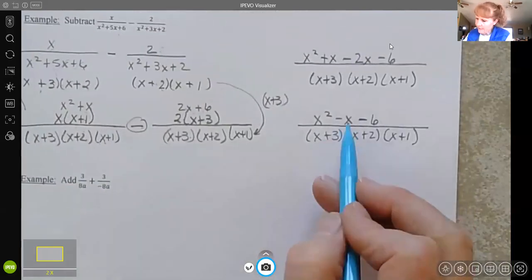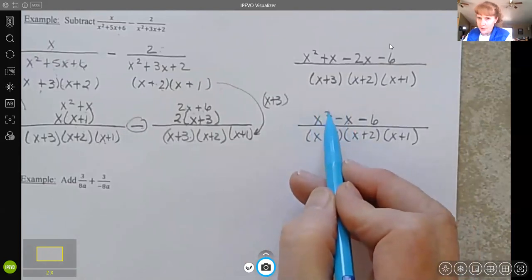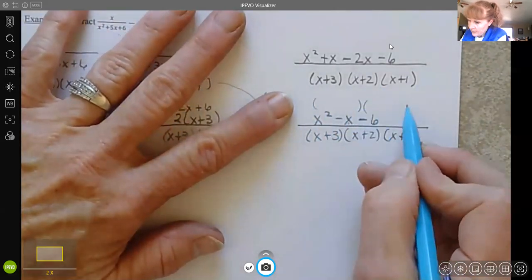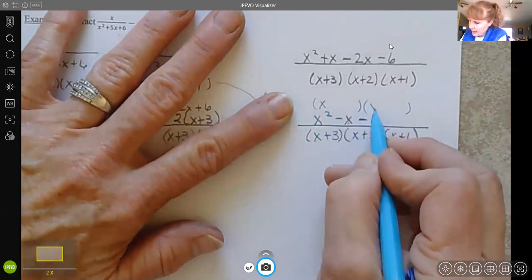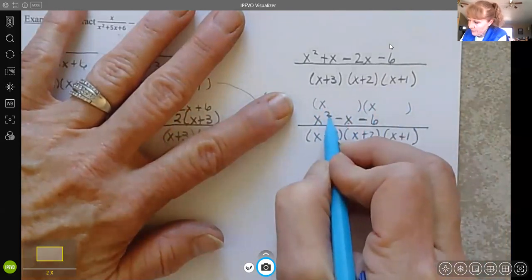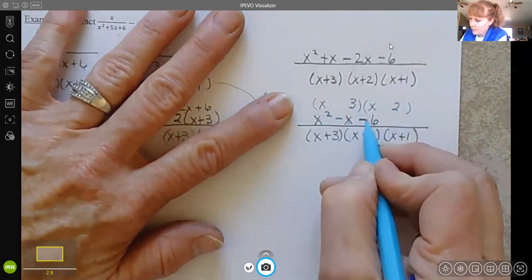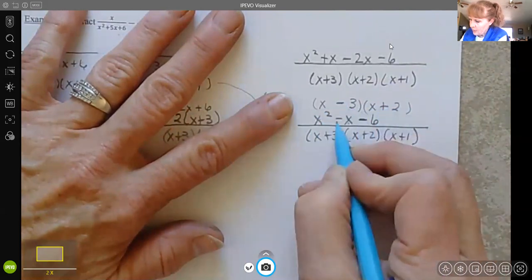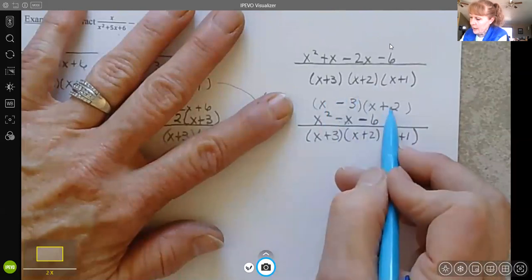So let's see if I can factor this and see if it reduces. I might factor it up here above it. X times x gives you x squared. 3 times 2, one of them's going to have to be negative, and we'll make the bigger one negative because I want a negative 1. Negative 3x and 2x is a negative 1x.